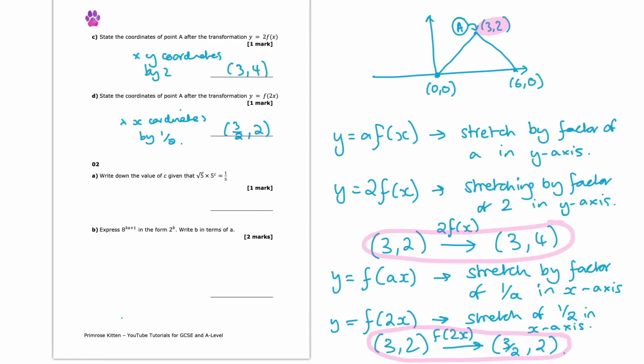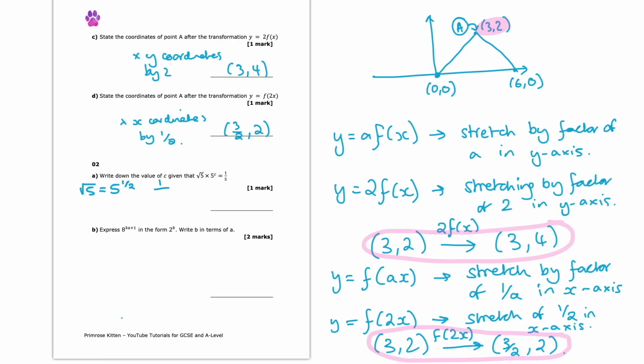Okay, so question 2a, we want to write down the value of c, given that root 5 times 5 to the power of c equals 1/5. So what I would recommend we do here is to write everything in the form of something to the power of n. So things like root 5, we can rewrite as 5 to the power of a half. Now that is another fact we just need to know.